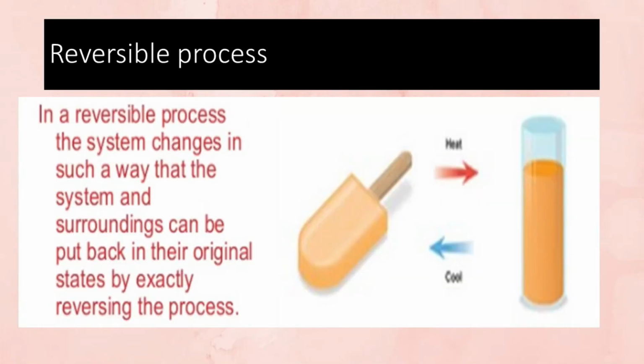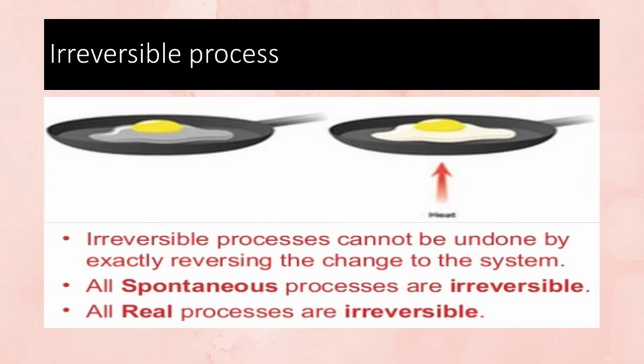In a reversible process, the system changes in such a way that the system and the surroundings can be put back in their original states by exactly reversing the process. One such example of a reversible process is melting of a popsicle. You can still reverse it back to its original structure by freezing it. An irreversible process cannot be undone by exactly reversing the change to the system. All spontaneous processes are irreversible. One example is when you cook a raw egg, you cannot change the cooked egg back into a raw egg.